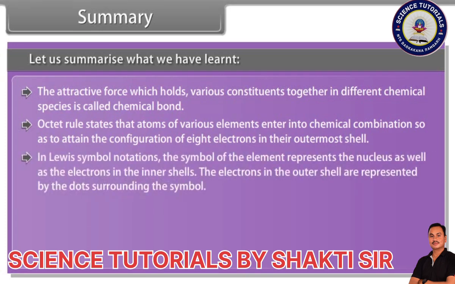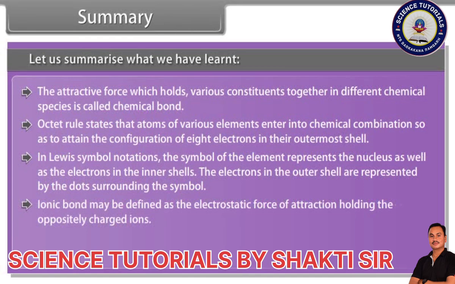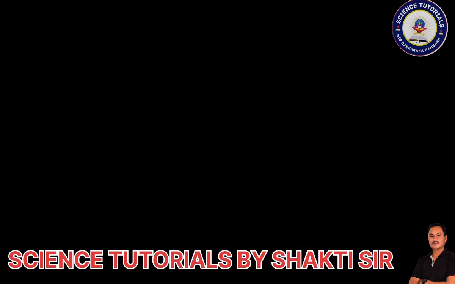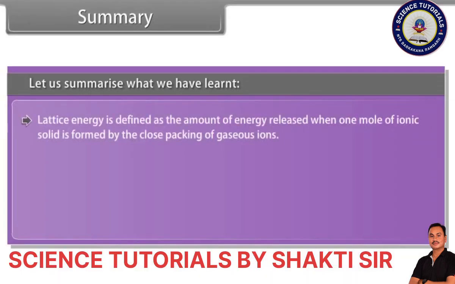In Lewis symbol notations, the symbol of the element represents the nucleus as well as the electrons in the inner shells. The electrons in the outer shell are represented by the dots surrounding the symbol. Ionic bond may be defined as the electrostatic force of attraction holding the oppositely charged ions. Electron affinity is the energy released when a gaseous atom accepts an electron to form a negative ion. Lattice energy is defined as the amount of energy released when 1 mole of ionic solid is formed by the close packing of gaseous ions.